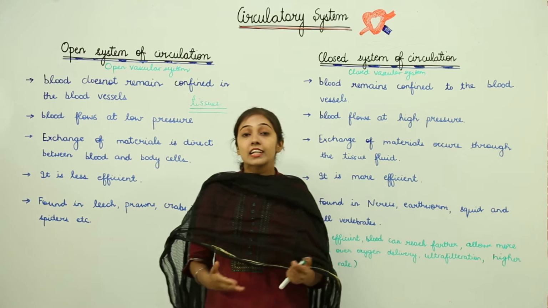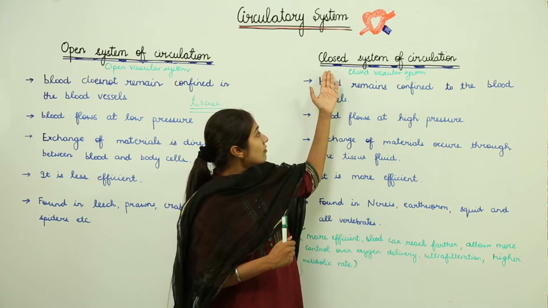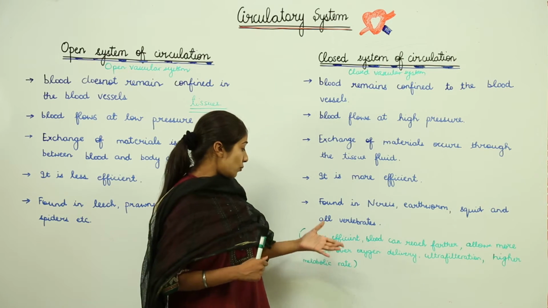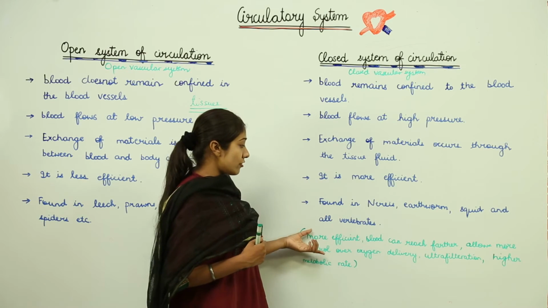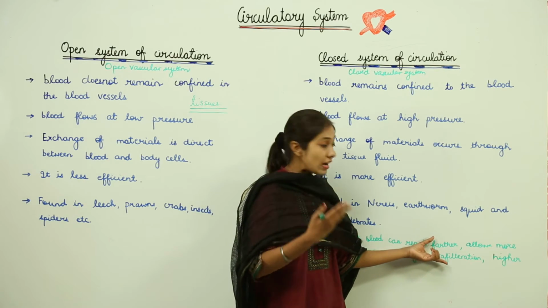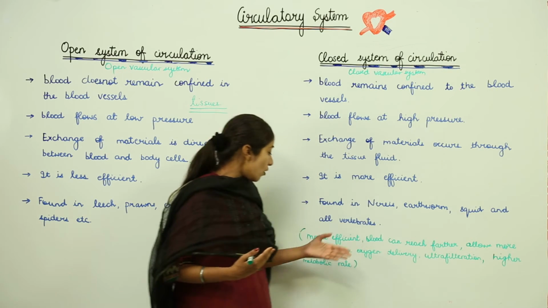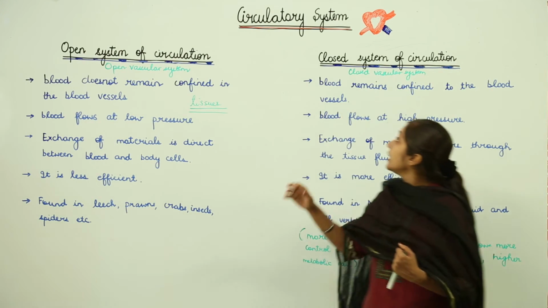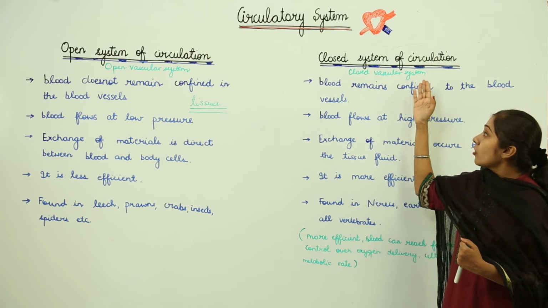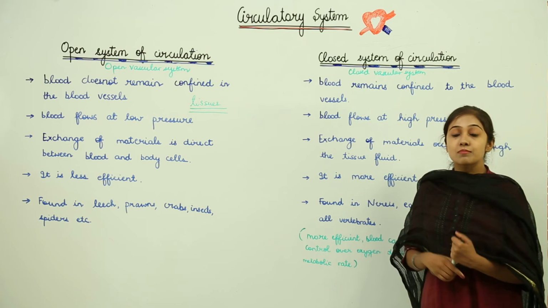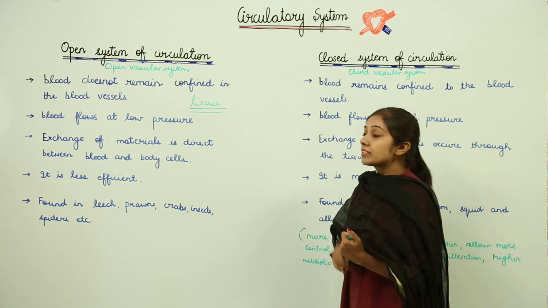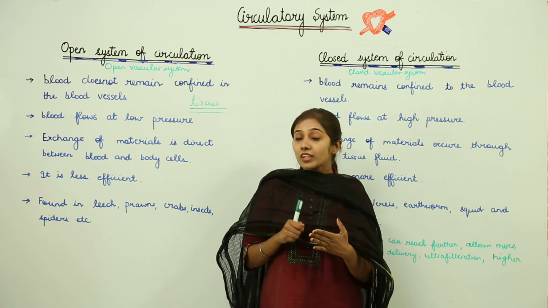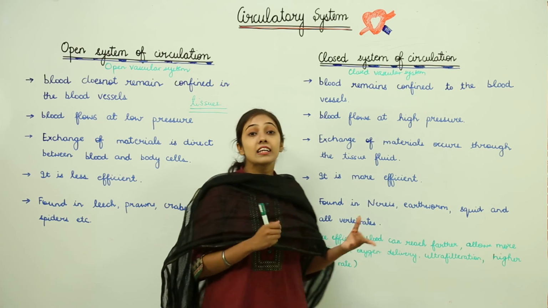All the vertebrates, including us, have a closed system of circulation. We have a high metabolic rate. Since this system is more efficient, the blood can reach farther distances and it allows more control over oxygen delivery and ultrafiltration. So, overall, the closed system of circulation has many advantages over the open system of circulation. I hope the differences between the two and these advantages are clear to you.